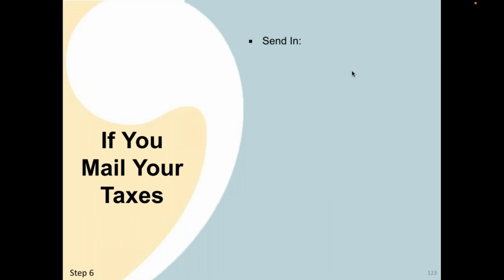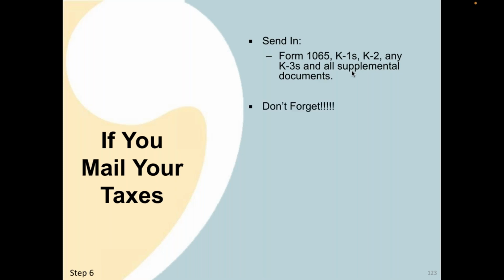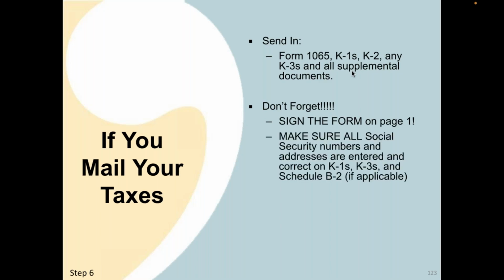If you mail your taxes, the complete tax package link includes everything you need to send in to file your taxes. This includes Form 1065, K1s, K2, any K3s, and all supplemental documents. Don't forget, sign the 1065 form on page 1 and make sure all Social Security numbers and addresses are entered and correct on K1s and, if applicable, on K3s and on Schedule B2.